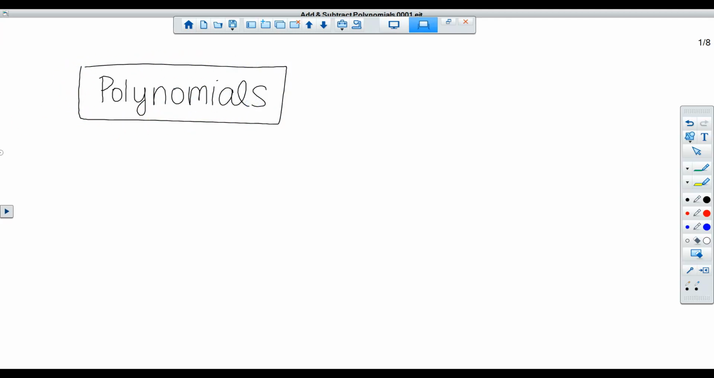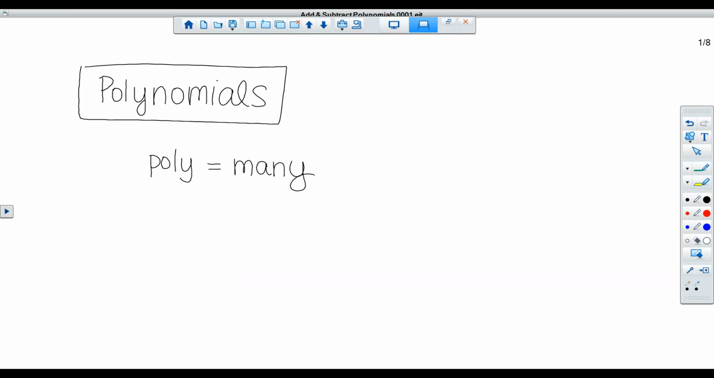Now, I know that word is going to sound a little complicated to you, but what I'm going to do here for just a minute is talk about what a polynomial is so that you can see that it's really not all that complicated. Now, the first thing we need to talk about is the prefix that you see at the start of that word. The prefix poly means many.